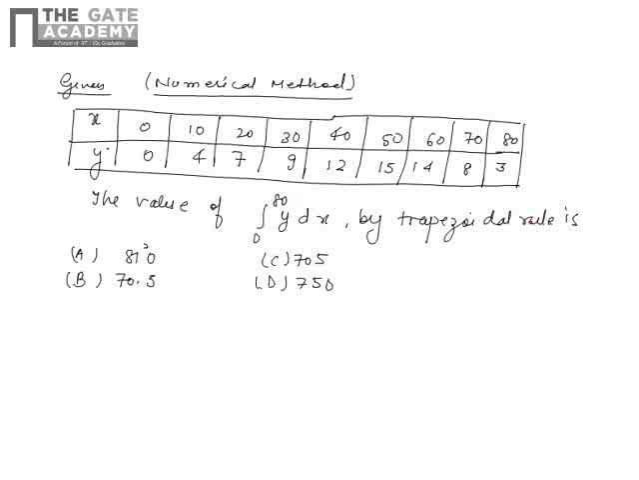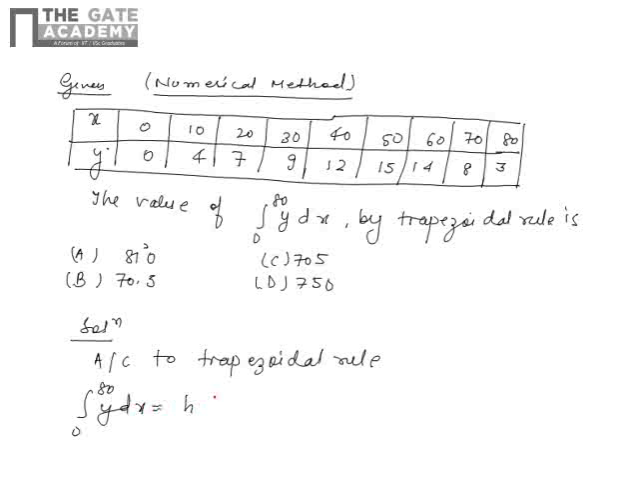Okay, so the solution will be based on what you know about the trapezoidal rule. According to the trapezoidal rule, what will be the expansion of this value? It will be h into 1 by 2 y0 plus y1 plus y2 plus y3 and so on, plus 1 by 2 of the last value till n. Here it is 8, because 9 data points have been given, so y0 to y8.